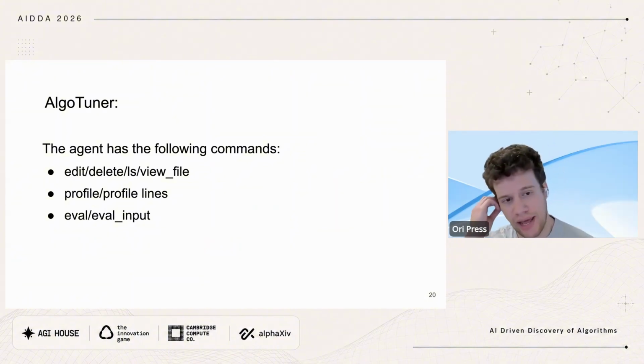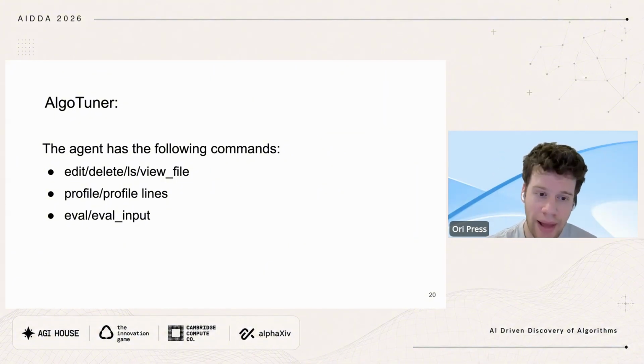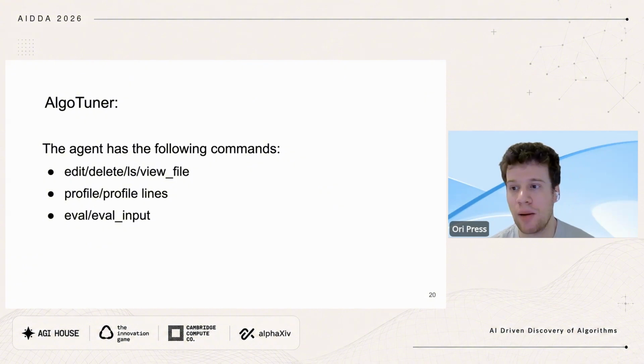And we, of course, allow the agent to evaluate its code on a training set of inputs, or any input that it wishes to, during training. So it's constantly getting feedback about, first of all, whether its generated function is correct, but then secondly, whether it has a speedup or not.